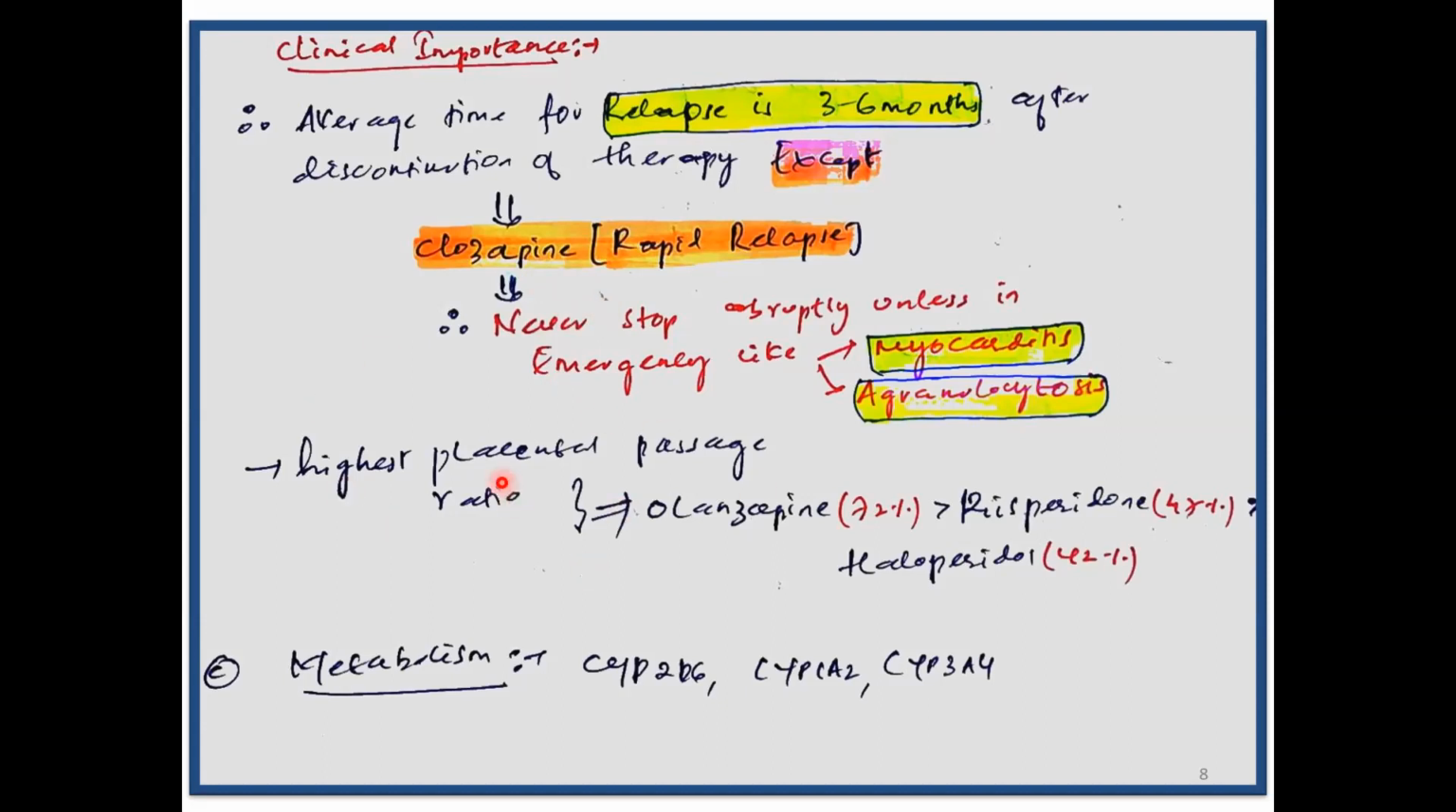A few important points to be highlighted. The highest placental passage ratio can be an MCQ question. It has been seen with olanzapine, that is 72%. Risperidone has 47%, sorry, and then haloperidol has a 42% placental passage ratio.